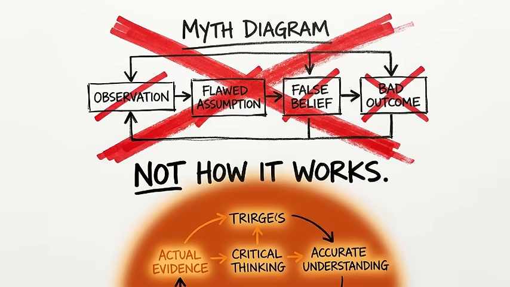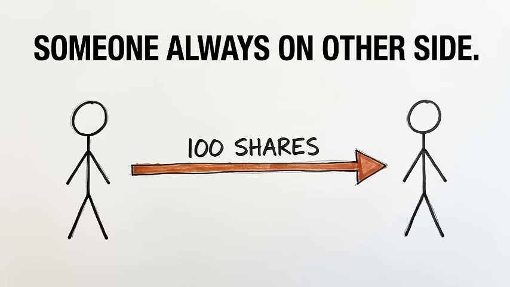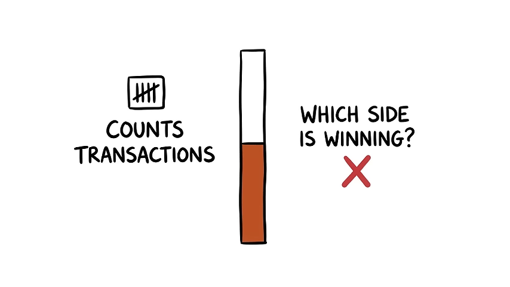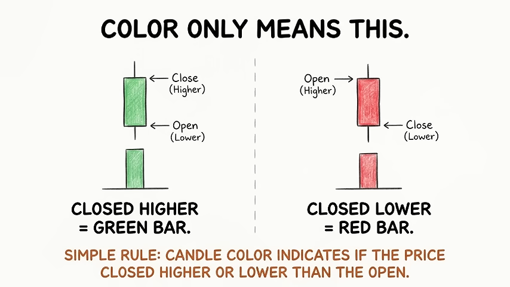Here is the actual truth. Every single trade in a financial market requires a buyer and a seller simultaneously, without exception. If you buy 100 shares, someone else sold you those 100 shares. Volume counts the number of transactions, not which side is winning. The color of the volume bar simply follows the color of the candle. If the candle closed higher than it opened, the bar is green. If it closed lower, the bar is red. That is the only thing the color tells you. It has nothing to do with who is in control.